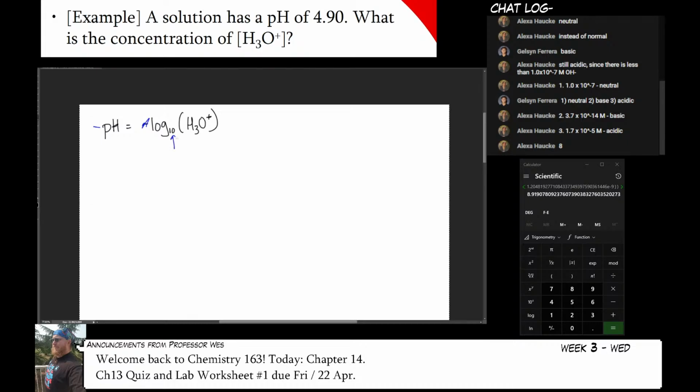You'll notice that I've been writing this 10 here the entire time, and there's a reason for that. The opposite function of log base 10 is 10 to the power of. So if I do 10 to the minus pH equals 10 to the log base 10 of H3O+, this function and this 10 cancel each other out.